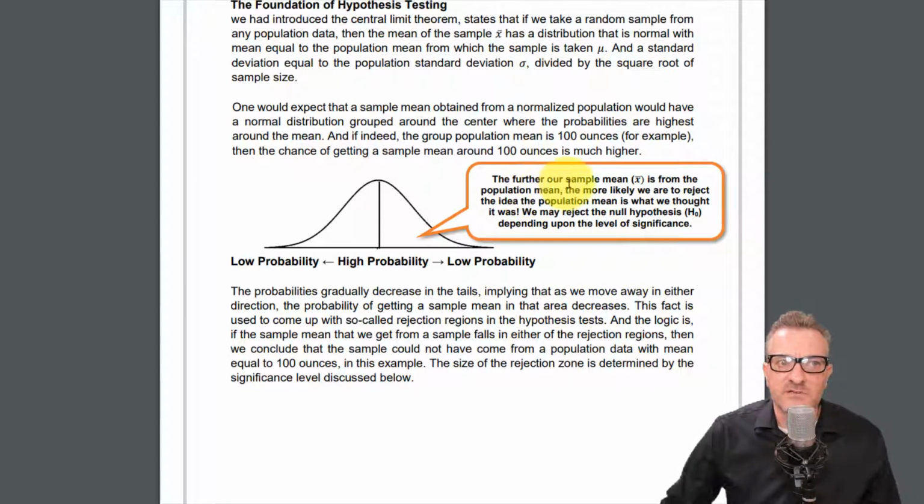So this was saying if we take a sample from a population, we would expect it to be similar, and if it's not similar, then we need to consider rejecting the null hypothesis, depending upon what we call our significance level. Okay, that's the cutoff. So the probabilities gradually decrease in the tails, implying that as we move away in either direction, the probability of getting a sample mean in that area decreases. Really high probability in the middle, and as we move away, the probability decreases.